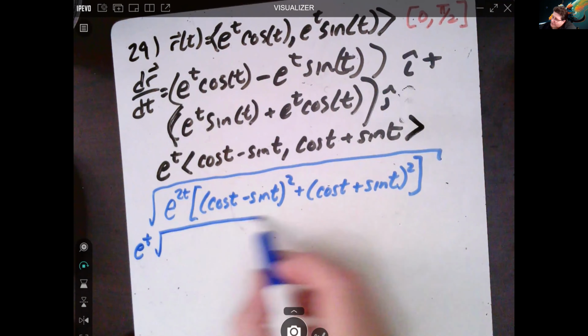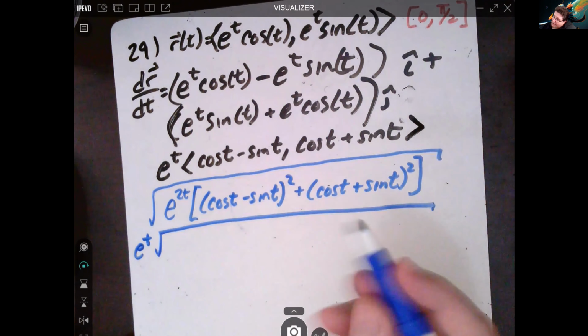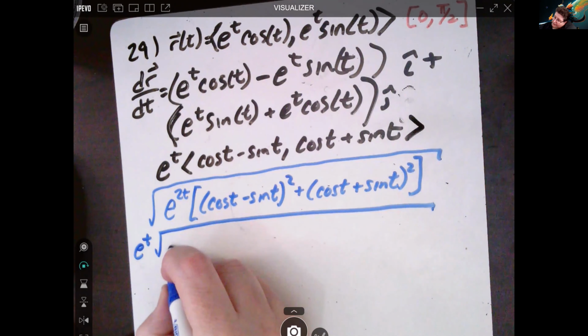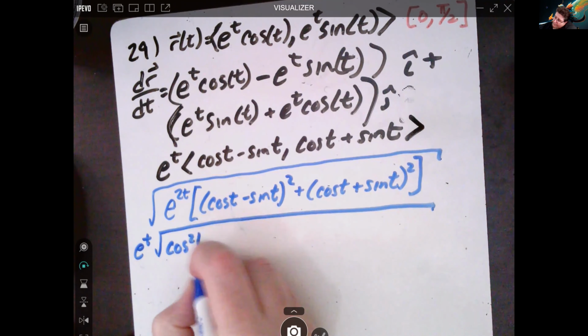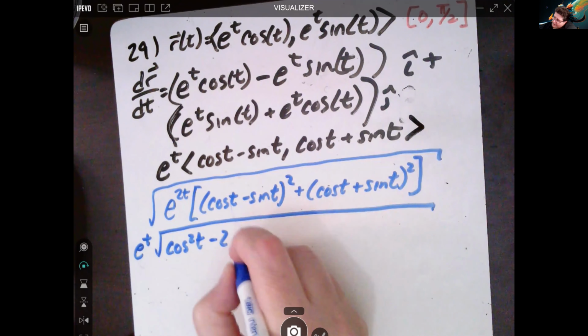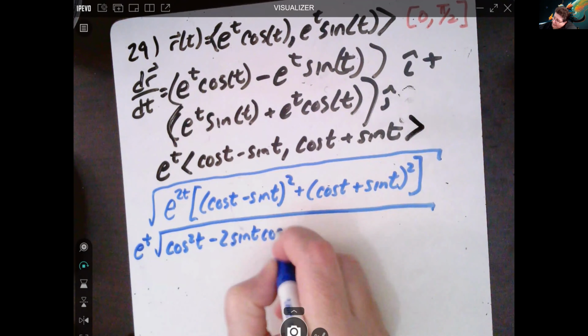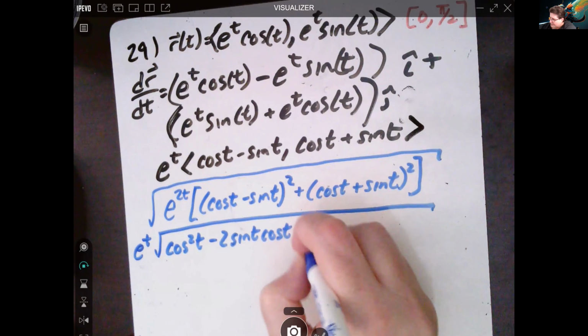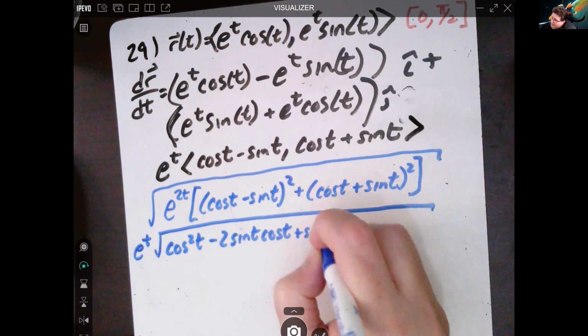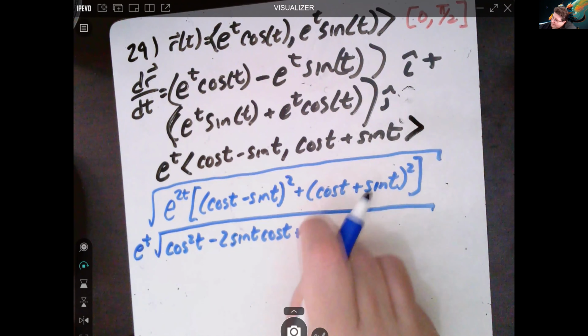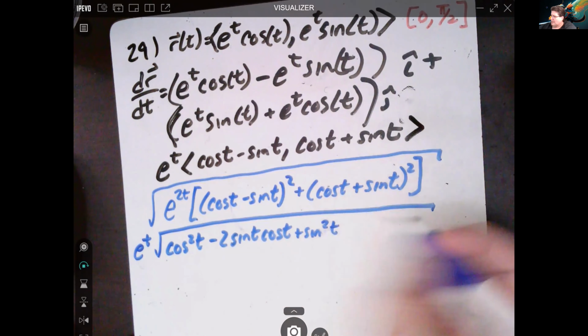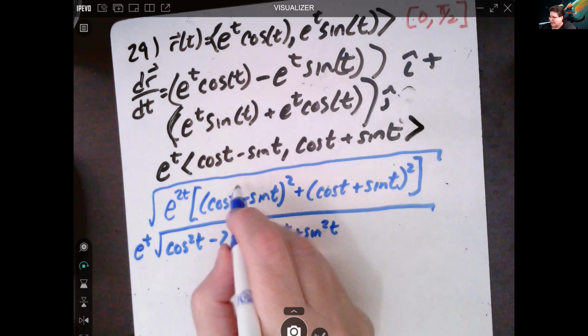And we need to do some distributing here and figure out what cancels here. I've got cosine squared t minus 2 sine t cosine t plus sine squared t. That's from this one right here.